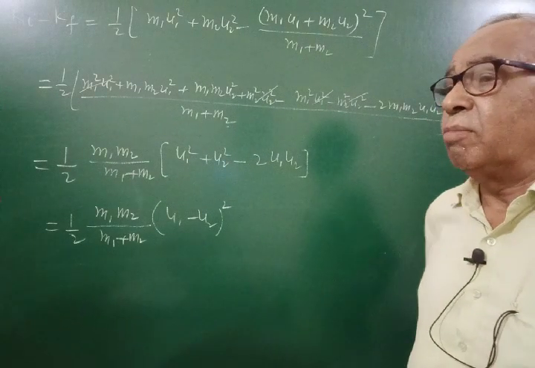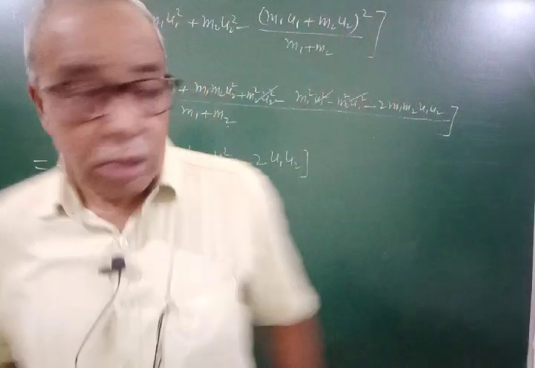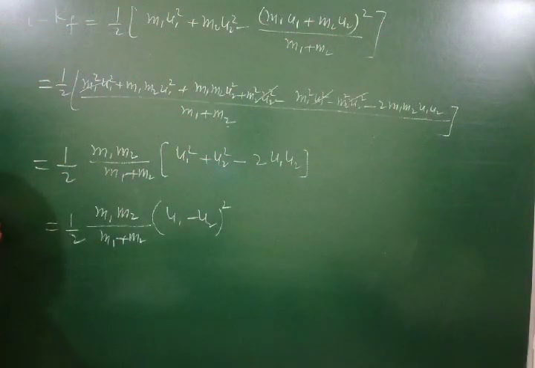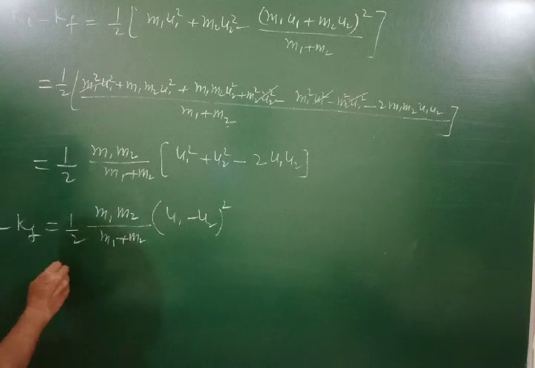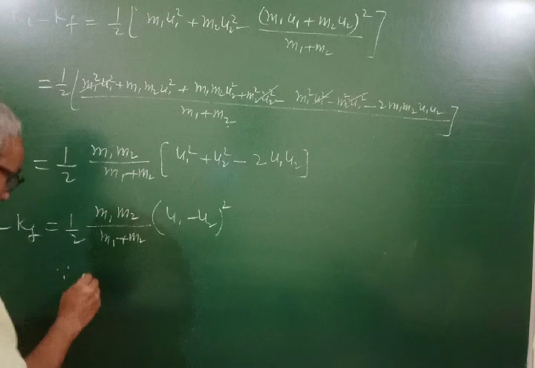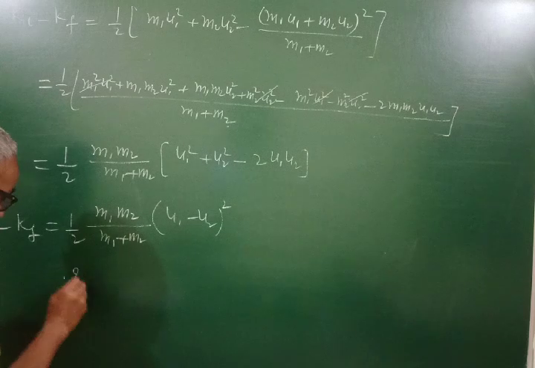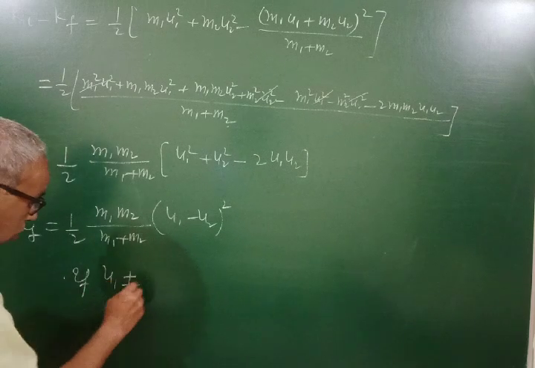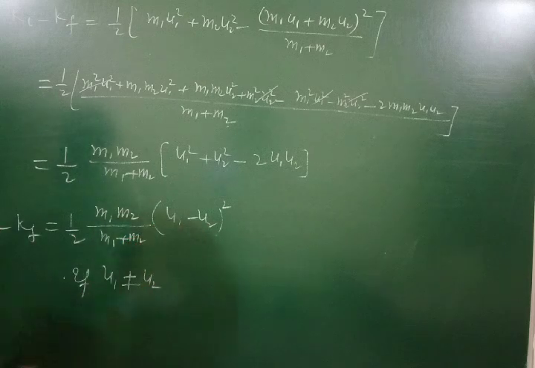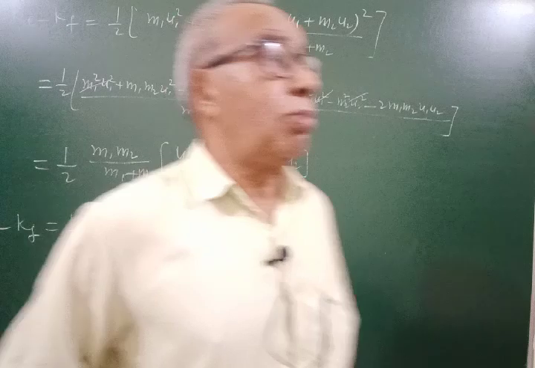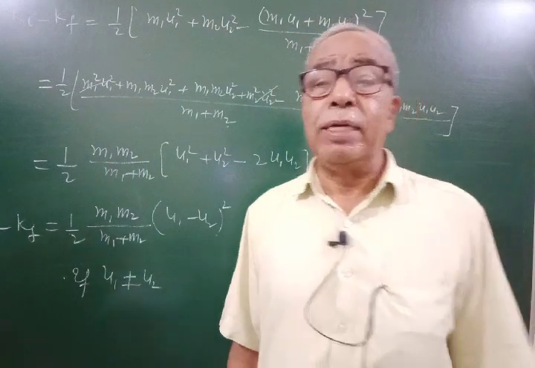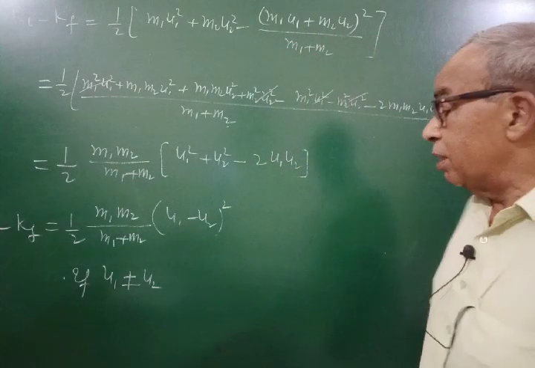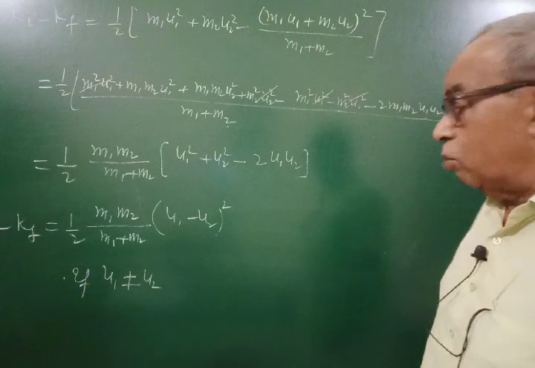Square of a negative number is also positive. So here, this is Ki minus Kf. Since u1 is not equal to u2, if they are equal then it is zero, so there will be no loss at all. If u1 minus u2 is zero, they will not collide at all, and if they don't collide there is no loss of energy.